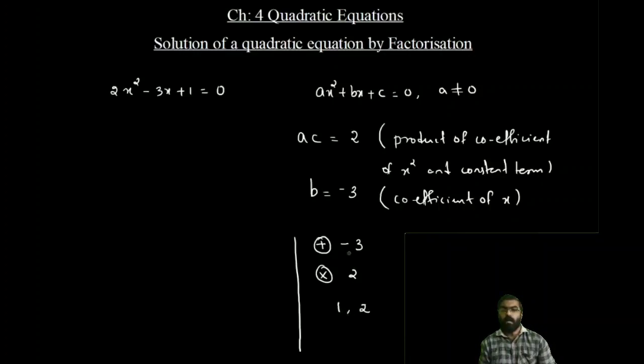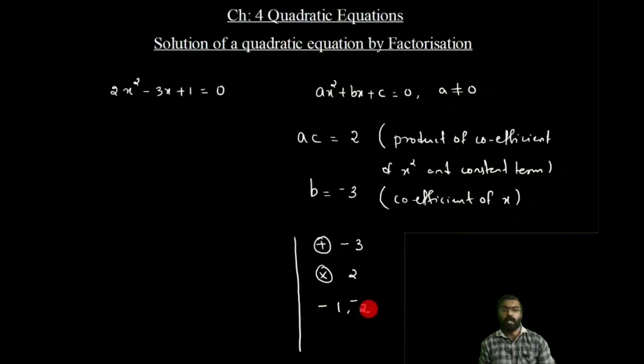Now we can look at the sum. Here the sum is minus 3. So what we can write? Minus 1 minus 2. If it is minus 1 and minus 2, we will get the sum as minus 3. And what about the product? Minus 1 into minus 2 gives plus 2. So we can realize that these are the two numbers.